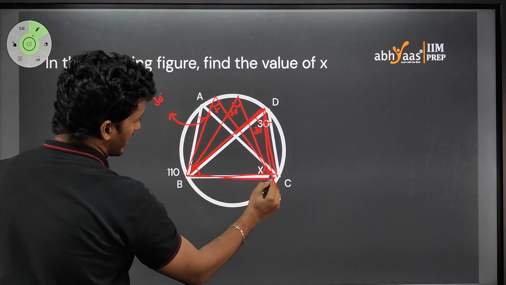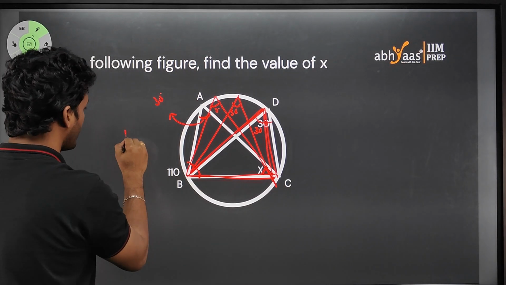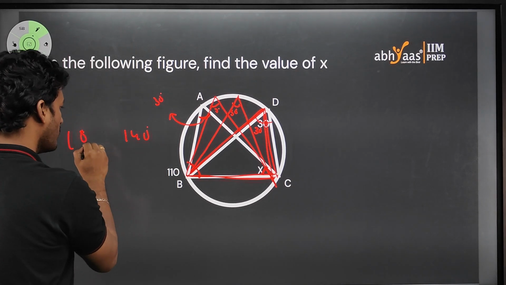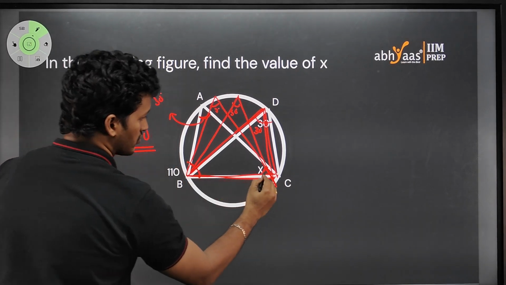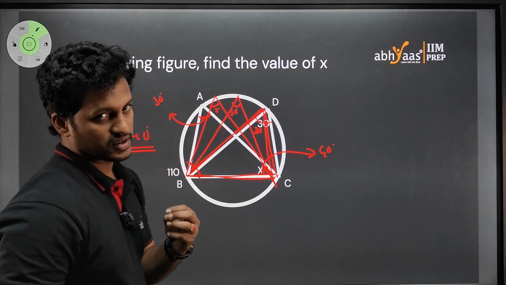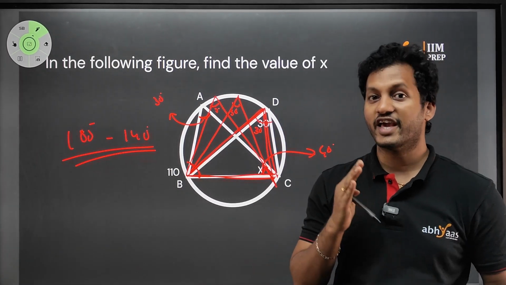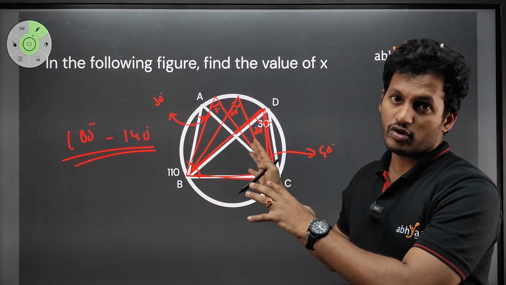So in this triangle, the value of x would become 30 plus 110. It will be 140, which should be subtracted from 180. So the value of x is 40 degrees. So these are the properties of circles, properties of major arc and minor arc. They are very important. We have to apply them every time you see this type of problem.